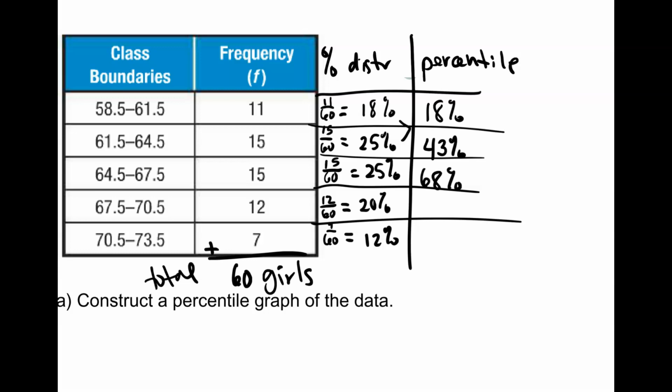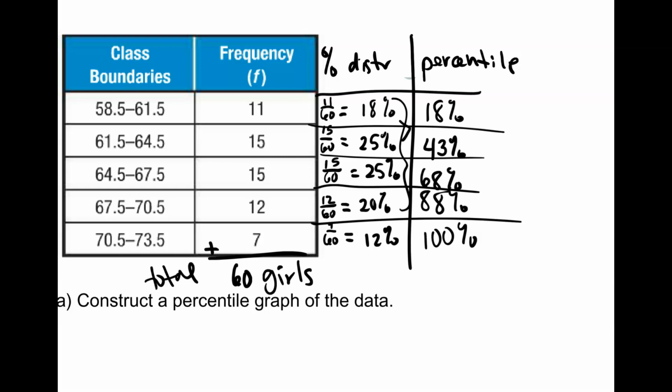So gotta add the next one. If I add 20 to this, you get 88, because we're adding all the previous ones. And then lastly, if I add the 12, what do I get at the end? 100, and it should add to 100, right? We had to have everyone represented. If you are 73.5 inches tall, you are taller than 100% of these girls in this class.